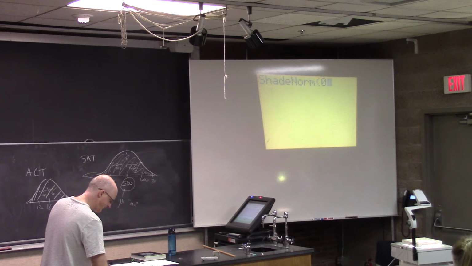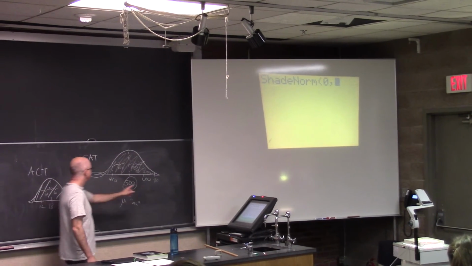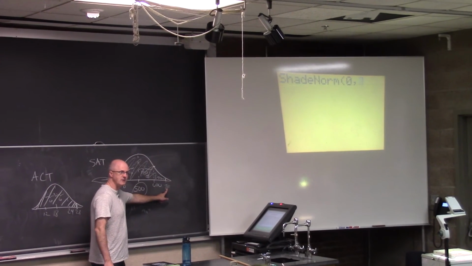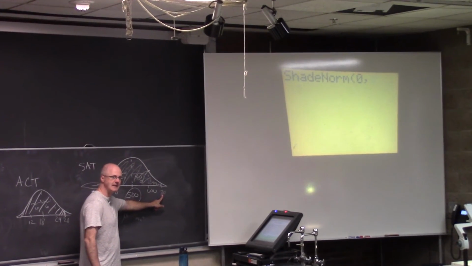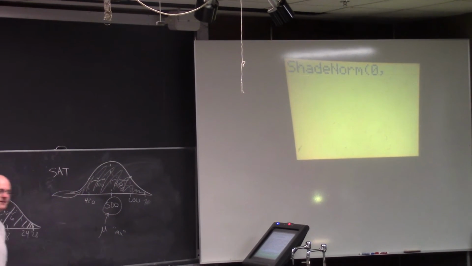Put a comma, then put the right endpoint. The right endpoint we do need here, that's 700. Cindy scored 700 on the SAT math course. That was her score. That's going to be the right endpoint that I type in.